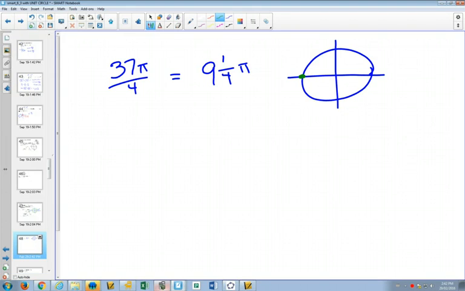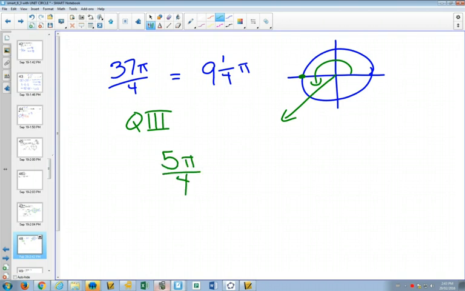And then if you went another quarter further, you would end up in quadrant 3. What's the pi over 4 family member in quadrant 3? 5 pi over 4. How many people are using the strategy of having one more than the denominator for quadrant 3 angles? So that helps you figure that out quickly. Oh, it's pi over 4 in quadrant 3, 5 pi over 4.